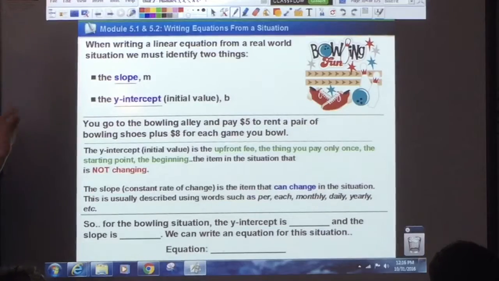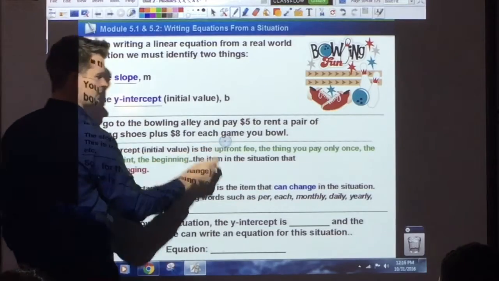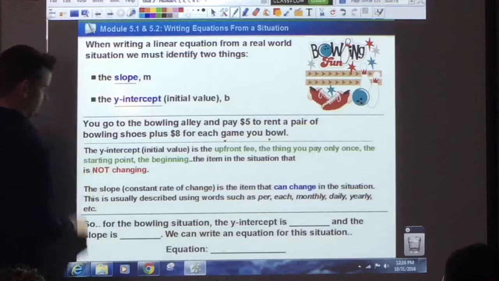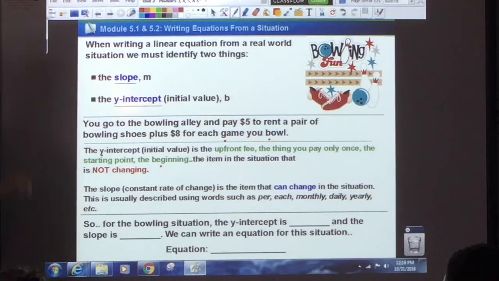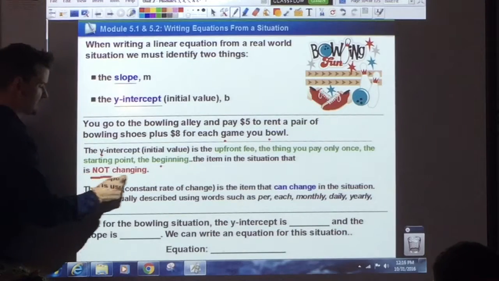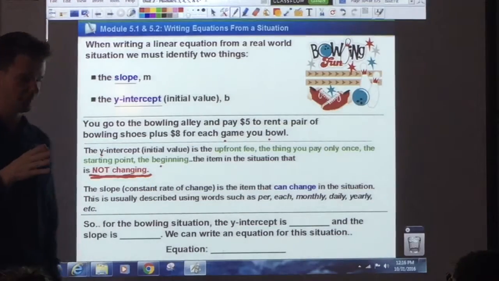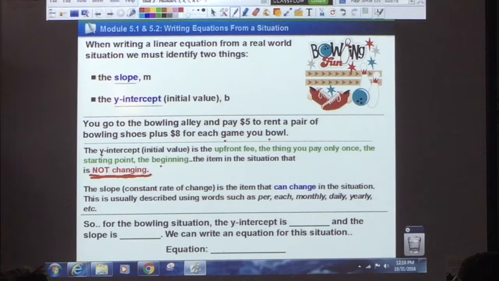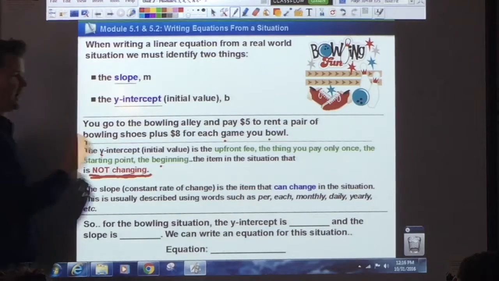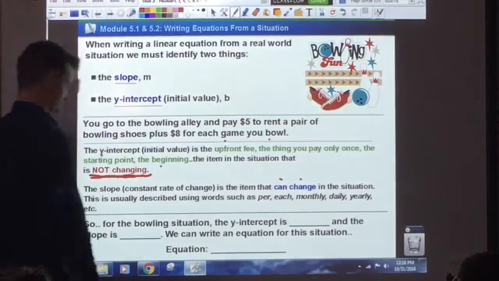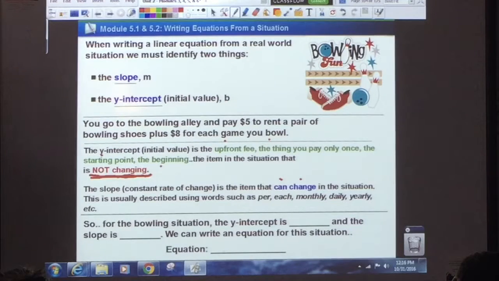The y-intercept, aka the initial value, is the upfront fee. The thing you pay only once. The starting point, the beginning, something like that. The item in the situation that will not change. No matter what happens, that will always be the same. The slope, aka the constant rate of change, is the item that can change in a situation. This is usually described using words such as per, each, monthly, daily, yearly. Now, that's not exclusive. Sometimes you will see per next to both of them, but this is not that problem. When we get there, we'll talk about that, all right?